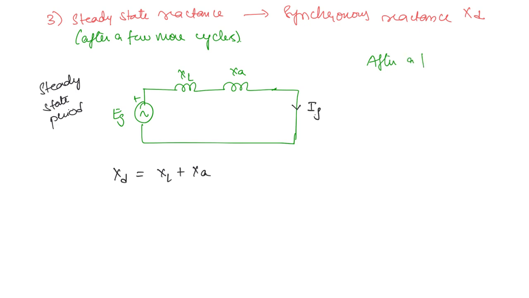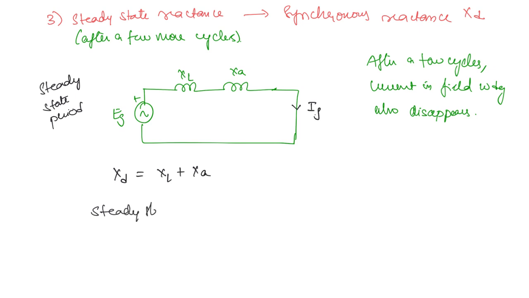After a few cycles, the current in the field winding also disappears. And the fault current, the steady state fault current, previously it was the transient fault current, and before that it was the subtransient fault current. So now the steady state fault current IF is equal to Eg by Xd.